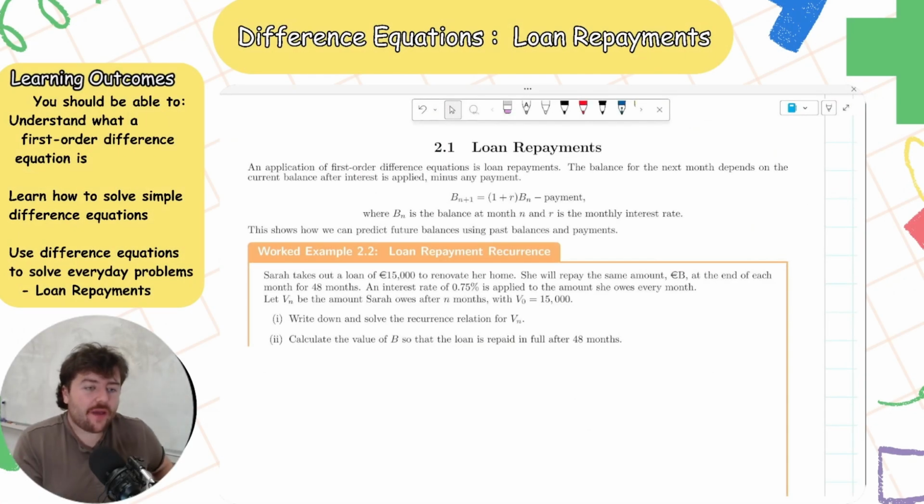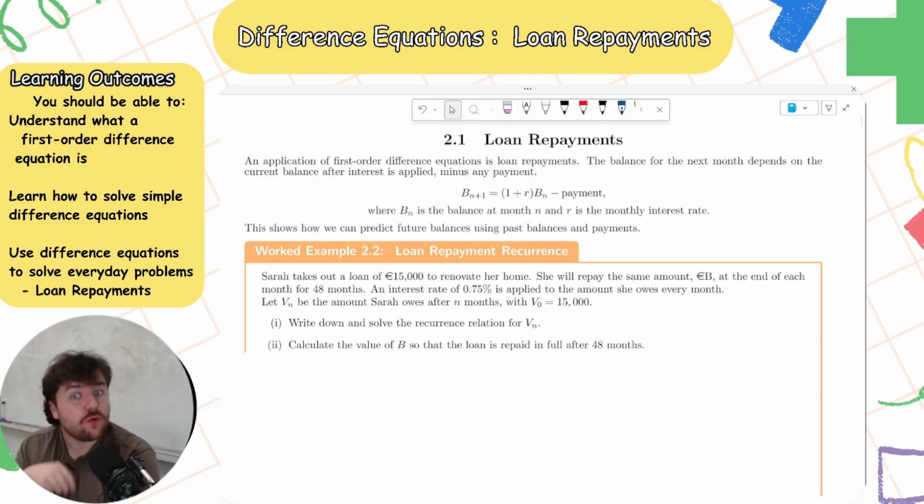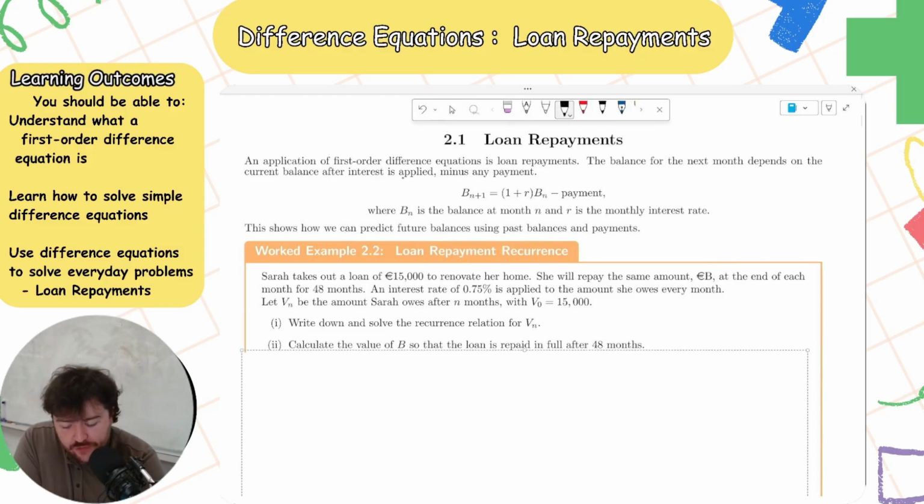Hello everybody. In this video we are looking at an application of first order difference equations. A common application of a first order difference equation would be loan repayments. The balance for the next month depends on the current balance and interest applied minus any payment.